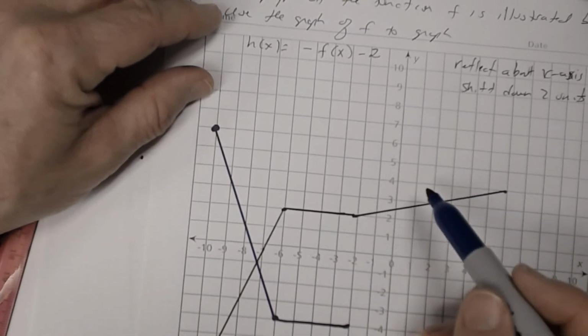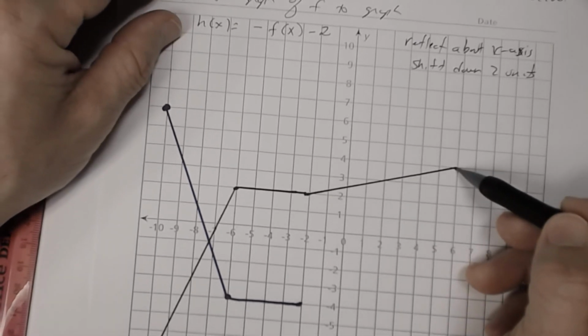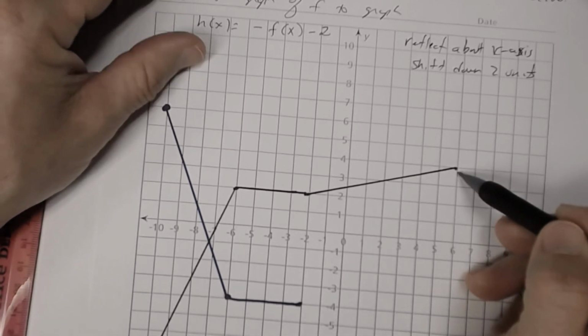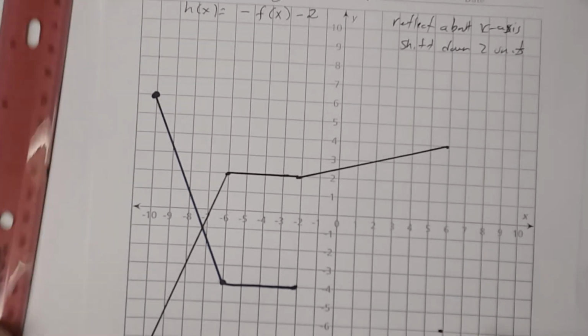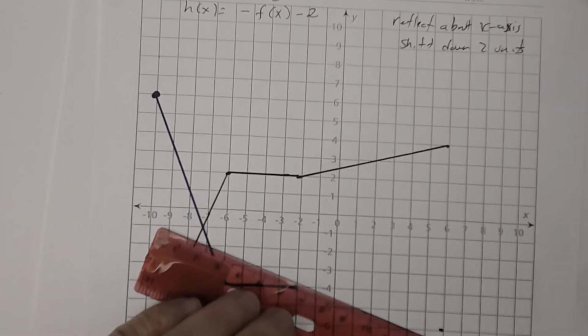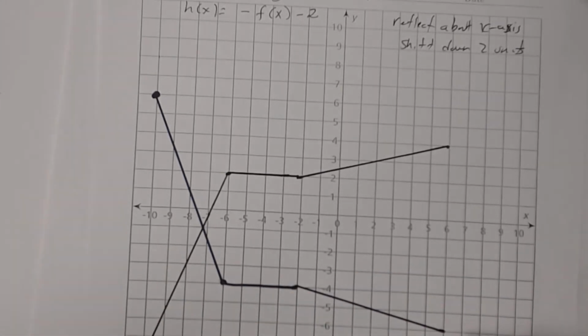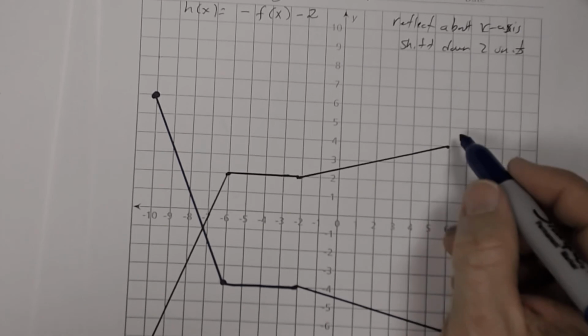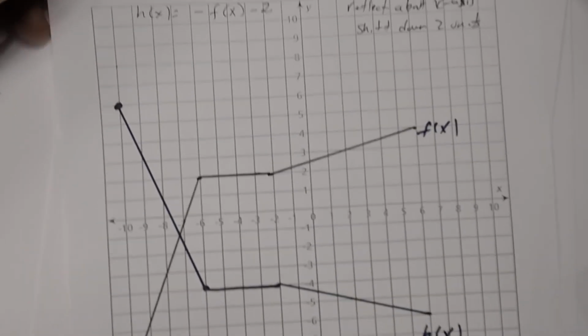And then finally right here, you're going to take that point, reflect across the x-axis, so 6, 4 becomes 6, negative 4 right here. And then shift it down 2 units, 1, 2, right here. Okay, and so you get this graph. Okay, and so that is h of x. That's h of x, and this was what, f of x? F of x. Okay, so that is number 10.